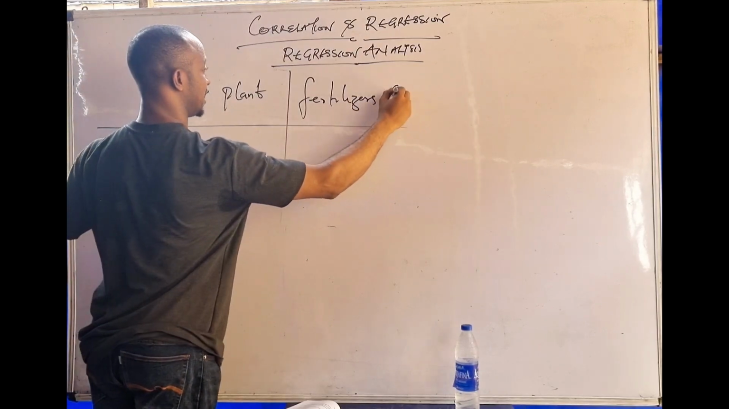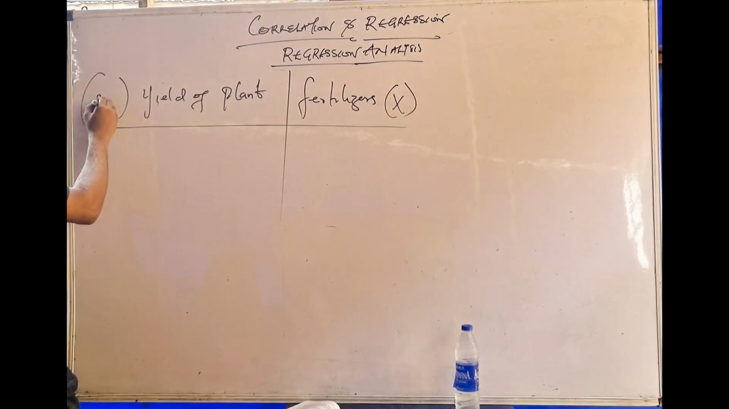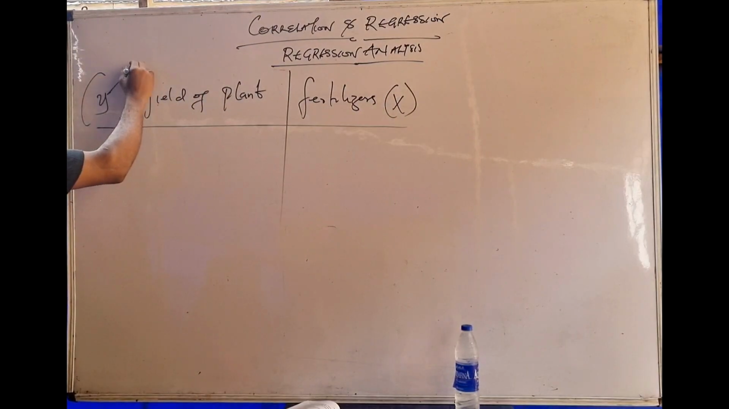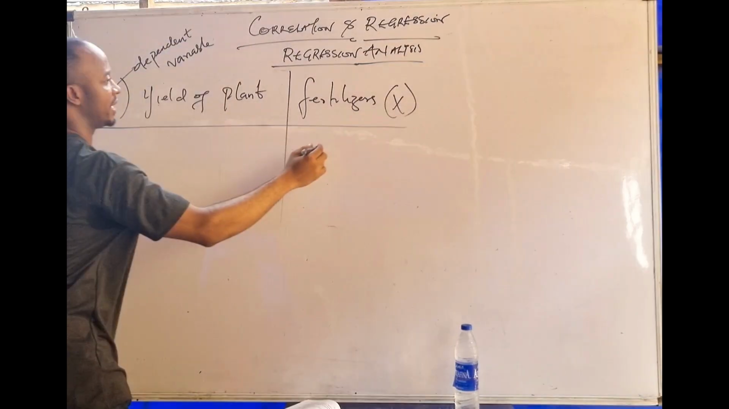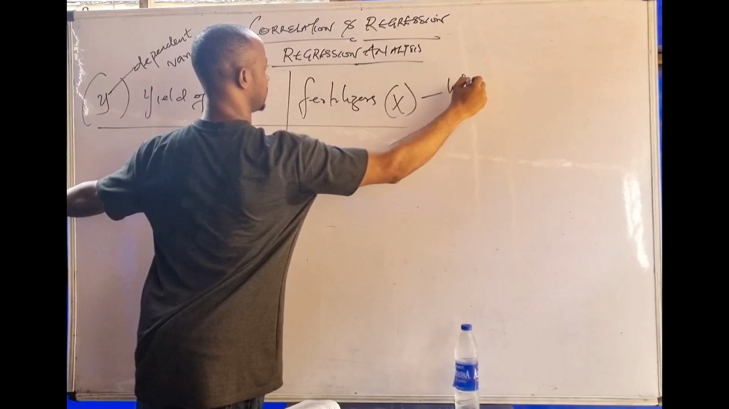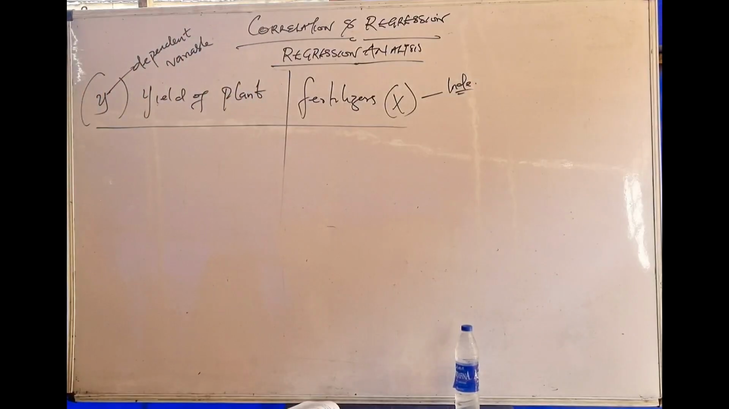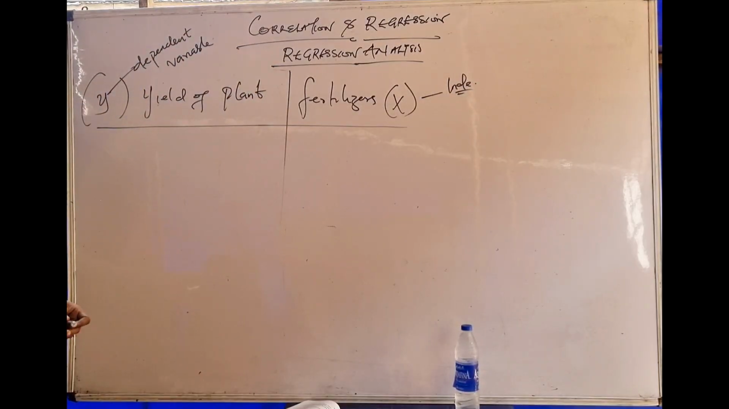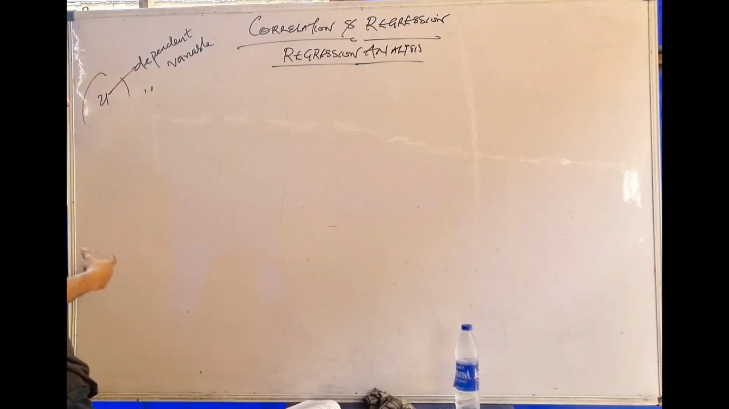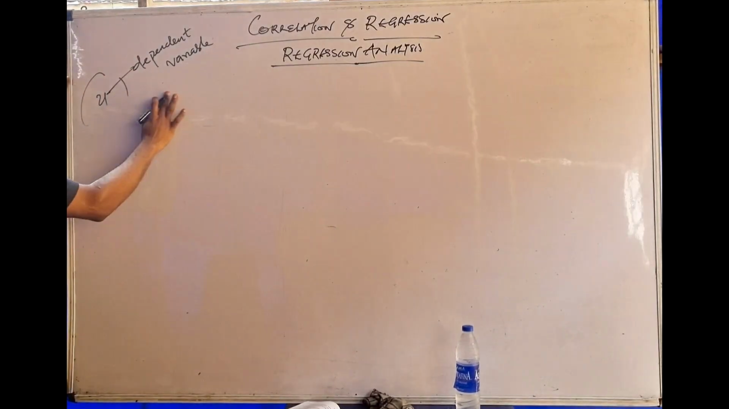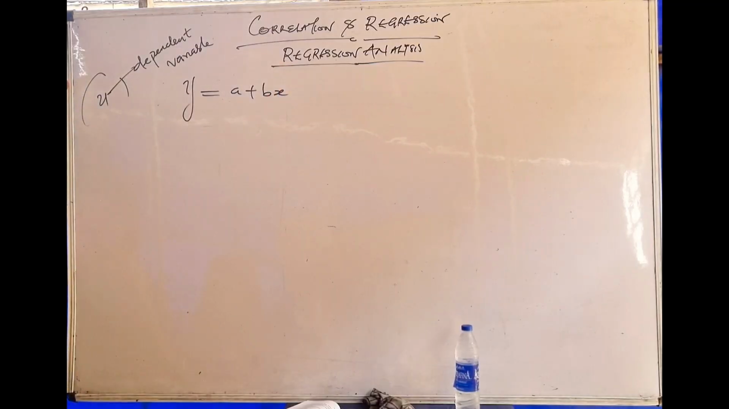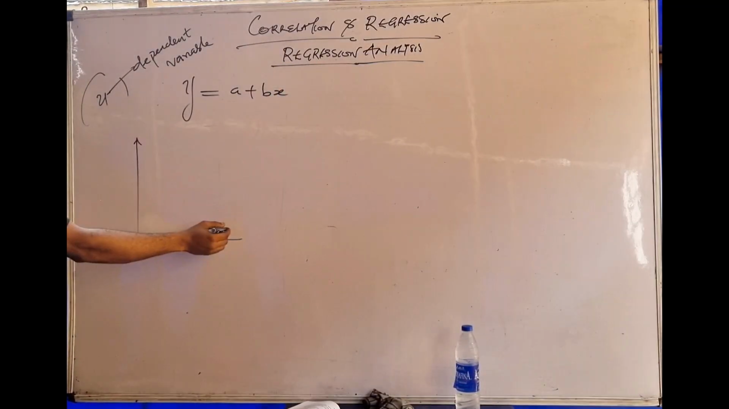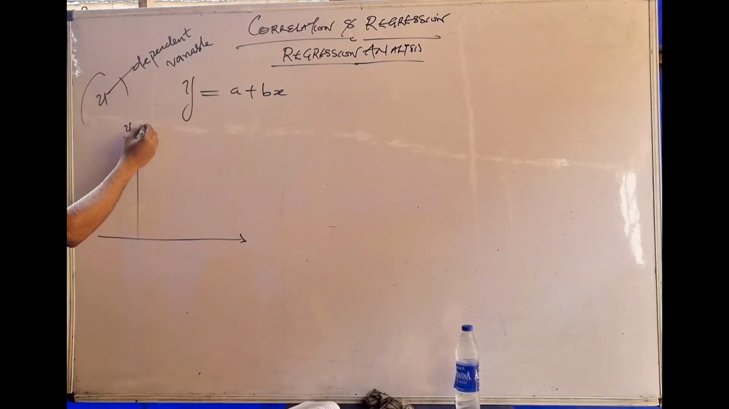We call this X. We call this Y. Anytime you see Y, it means the dependent variable. X means the independent variable. Are you following? Now, the general expression for regression analysis is Y equals A plus BX. Regression analysis is used to establish the relationship between two or more variables.